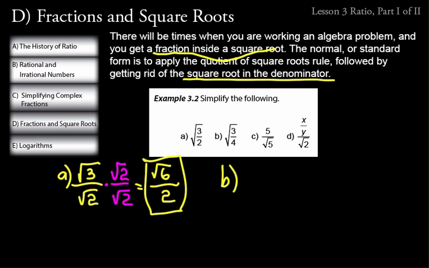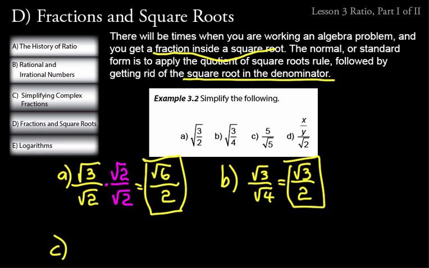Using the quotient of square roots rule again, we'll just say square root of 3 over the square root of 4. Well, the square root of 4 is 2, right? So we don't need to multiply above and below by the square root of 4 here. We'll just say square root of 3 over 2. And that's it.